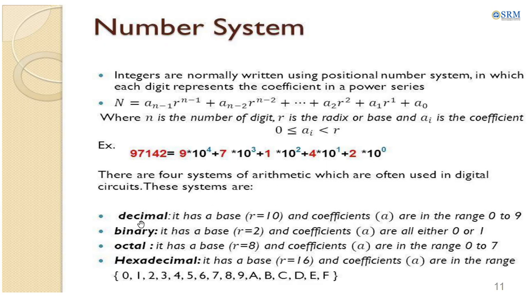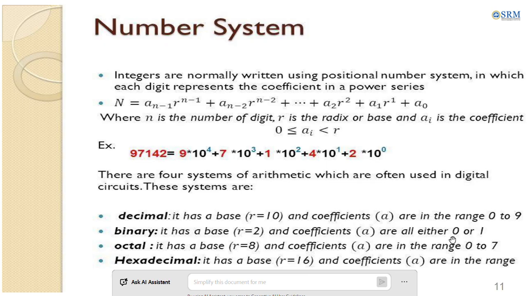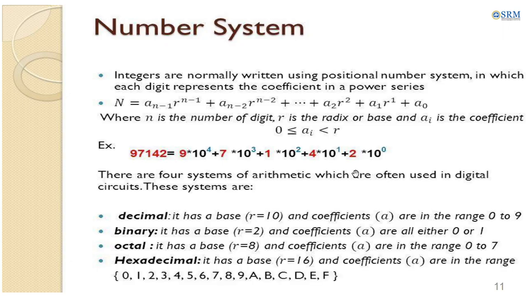Okay, so we can see that the decimal number system has base 10, with symbols 0 to 9. The binary number system has base 2, and the symbols are 0 and 1. The octal number system has base 8, and the symbols are 0 to 7. The hexadecimal number system has base 16, and the symbols are in the range from 0 to 9 and A to F. Okay, so this is all about the number system.